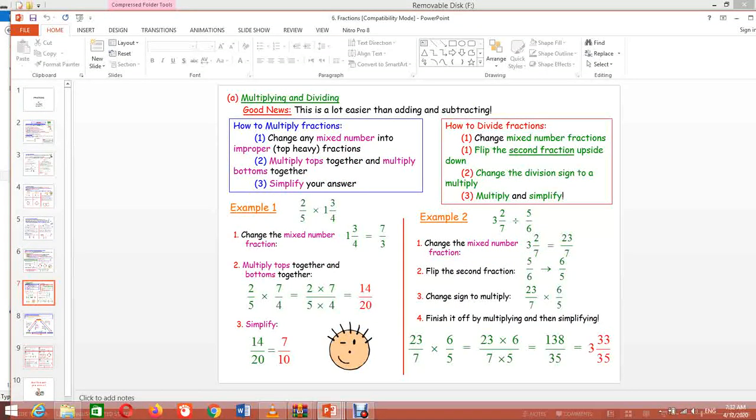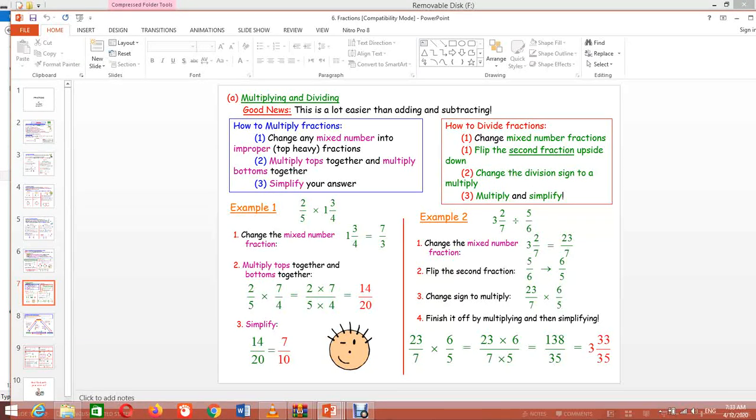Multiplying and dividing. How to multiply fractions? 1. Change any mixed number into an improper fraction. Then 2. Multiply tops together and multiply bottoms together. Then 3. Simplify your answer. Example 1 on this screen: 2 over 5 multiplying 1 whole number 3 over 4.